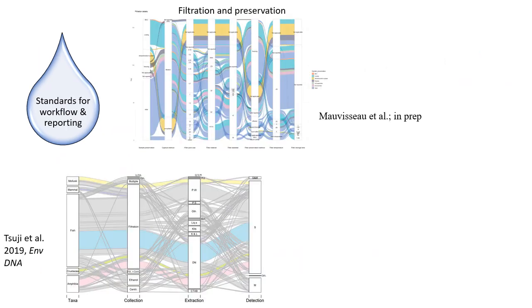So now I want to talk about standards for workflow and reporting. I have a couple of Sankey diagrams up here just to show us that it's kind of the Wild West out there, right? When you review the literature, you see that depending on the taxa, the collection and extraction, we're all using different methods. And this creates concern: how does this all play out? What's the role of all of these decisions and changes in protocols?